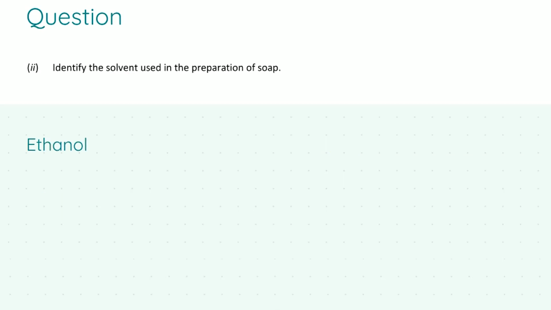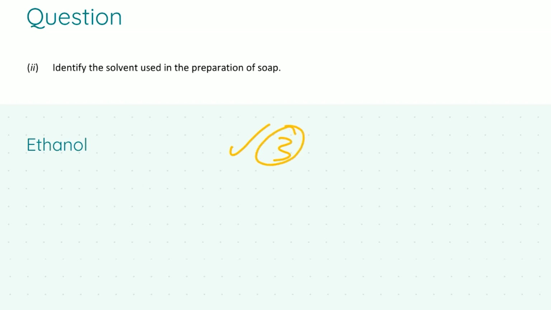So then in part 2 of this question, they're asking us to identify the solvent used for the preparation of soap. And in this case, it's ethanol. And we know it's ethanol because since we're dealing with fats, which are nonpolar substances, they dissolve a whole lot better in ethanol as opposed to water. So ethanol is the correct answer for this step, and you will receive an additional 3 marks for ethanol.